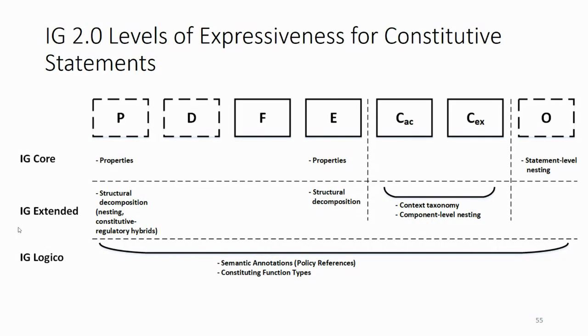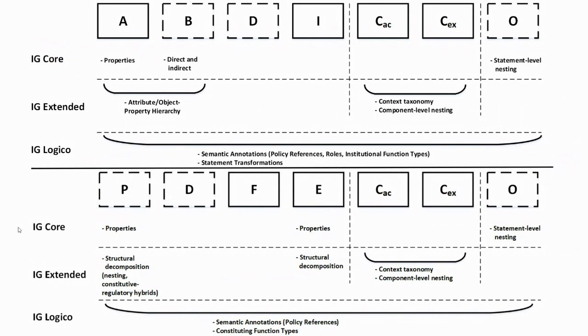So initially, of course, by borrowing the characteristics of IG Core that we'll also find on the regulatory side, that is particularly the association of properties and nesting characteristics. Then we further explored the decomposition of structure in IG Extended, and of course the semantic perspective on the logical level. But if you look at this overview here, it is sensible and also timely to relate it back to the regulatory side of the institutional grammar in the widest sense.